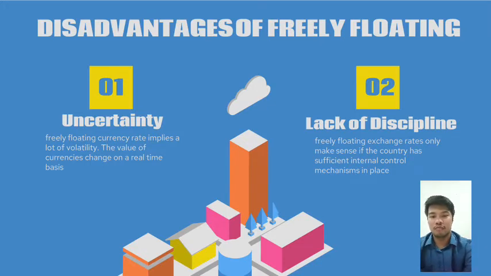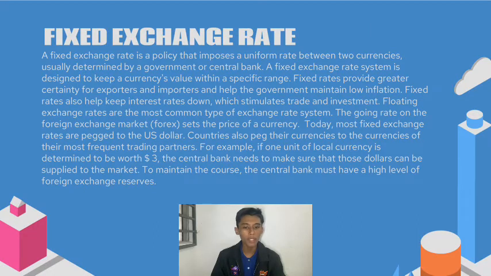A fixed exchange rate is a policy that imposes a uniform rate between two currencies, usually determined by a government or central bank. A fixed exchange rate system is designed to keep a currency value within a specific range. Fixed rates provide greater certainty for exporters and importers and help the government maintain low inflation. Fixed rates also help keep interest rates down, which stimulates trade and investment.